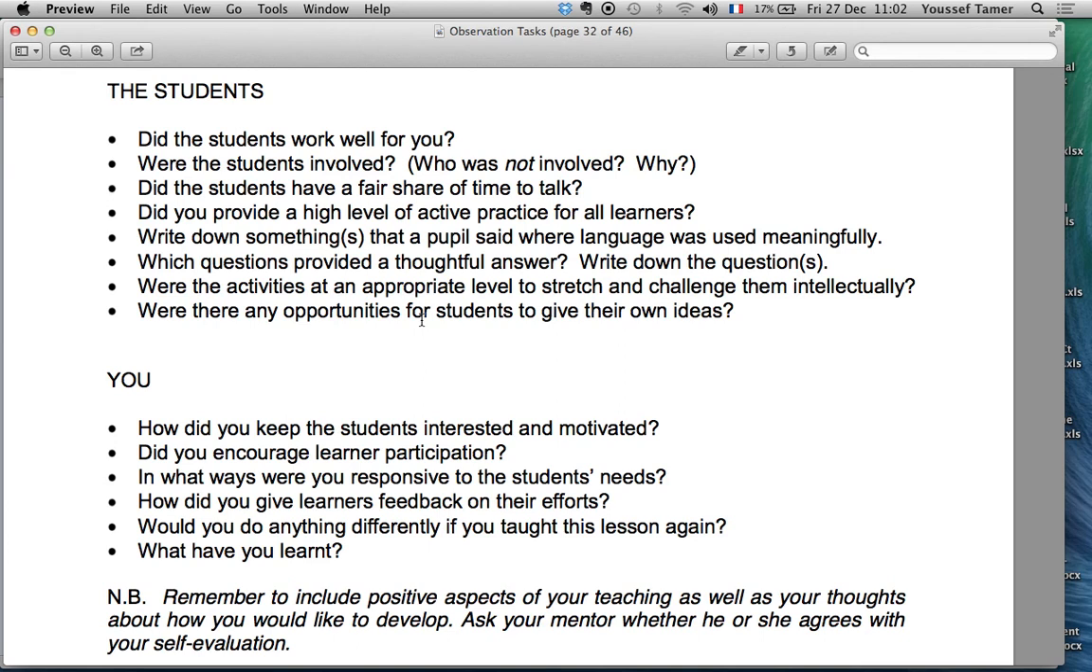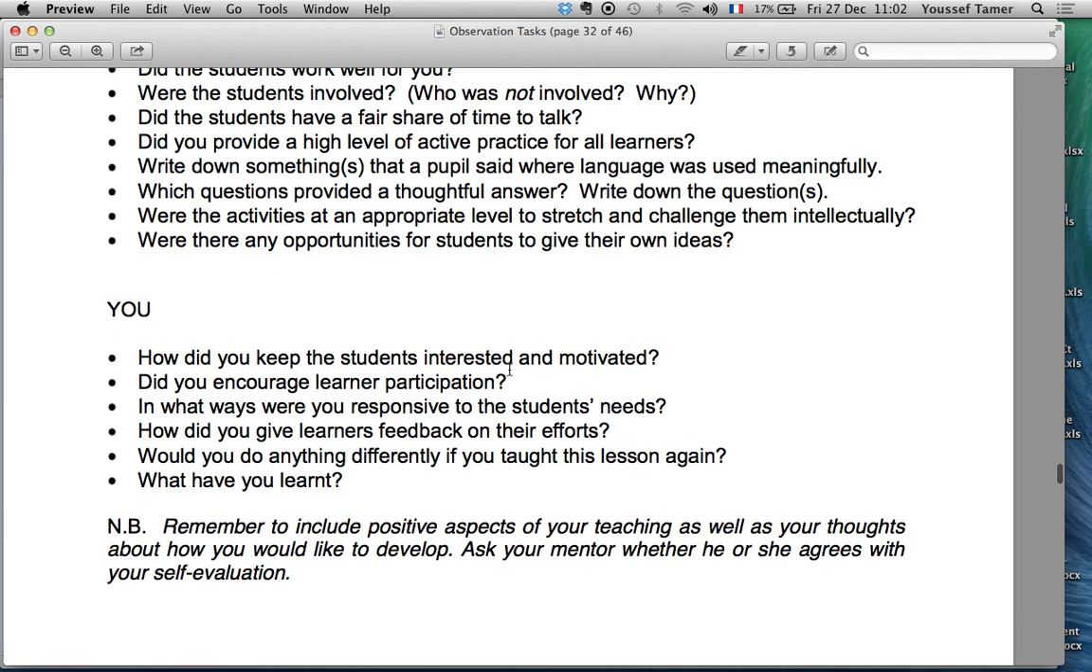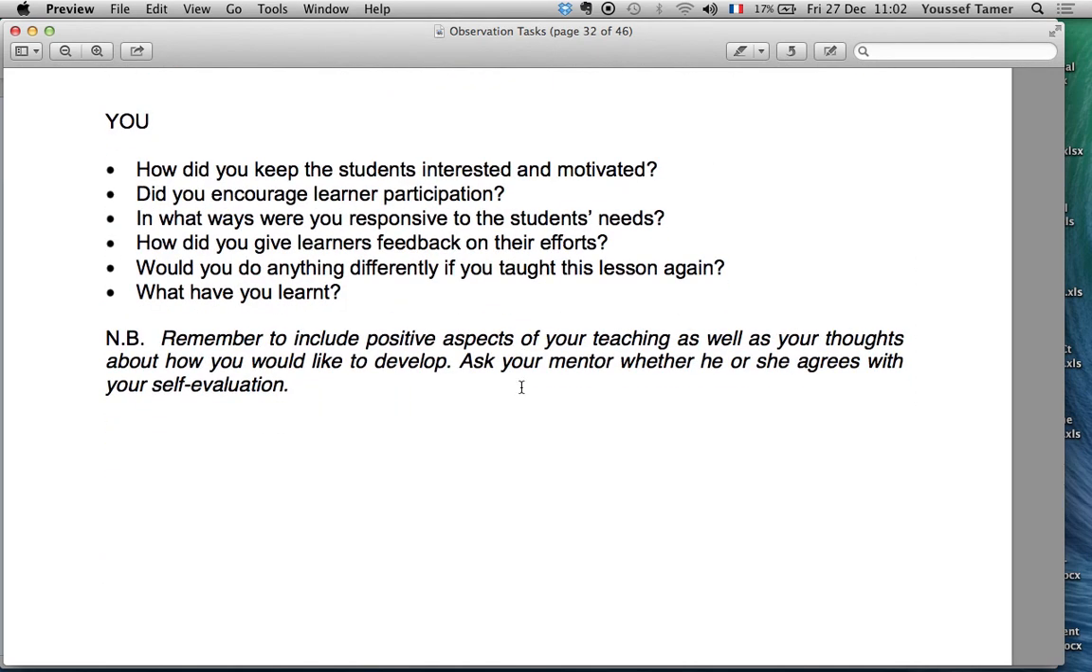Write down something that a pupil said where language was used meaningfully. Which questions provide a thoughtful answer? Were the activities at an appropriate level? Okay. And then how did you keep the students interested and motivated? What are the things you have tried to use?